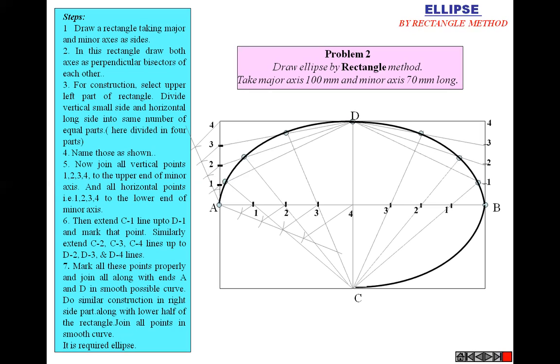At that time, you can see here the same procedure we have done for the quarter part. Divide the vertical line into four equal parts, divide the horizontal into four equal parts, and then join D1, D2, D3. Similarly, draw a line from C passing through 1, 2, 3, intersecting D1, D2, and D3. We get the points, join all the points, and we get the half ellipse. Similarly, we can do the remaining half, and by this rectangle method we get the ellipse like this.